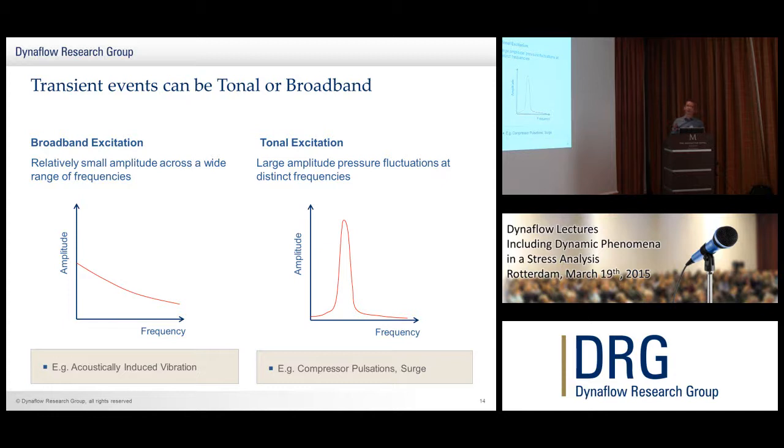In a broadband, something like acoustically induced vibration, it occurs over a wide range of frequencies, but of a relatively lower amplitude, because your energy, your dynamic fluctuations, are divided over a wide range of frequencies. On the right, with a tonal excitation, the kinetic energy or dynamic effect is concentrated at one frequency. Okay? And this would be something such as compressor pulsations, or a surge event.